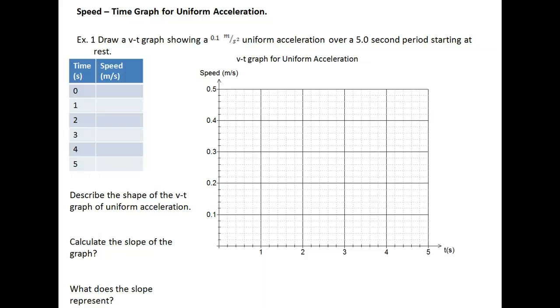Before I continue on with what we were covering last class, let's just do a quick review of when we started the lesson. So we had begun uniform motion, and we started with this question here, and it asks us to draw a velocity time graph showing a 0.1 meters per second squared uniform acceleration over a 5-second period, and the object is going to be starting at rest.